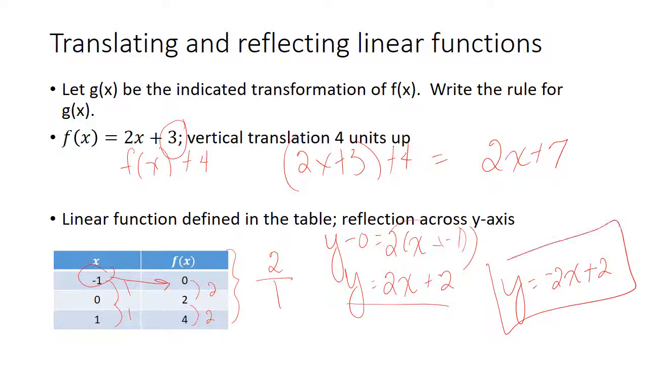So that would be our equation. If you're given the equation, all you need to do is make the change. If you're given a table, you've got to find the equation before you can make the change.